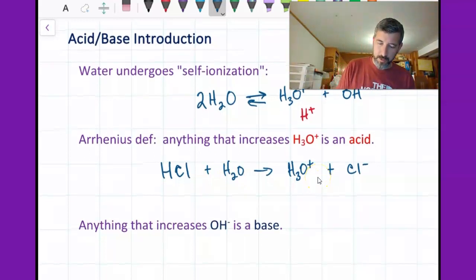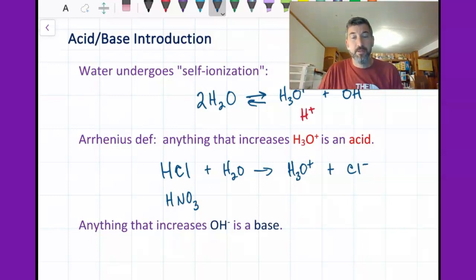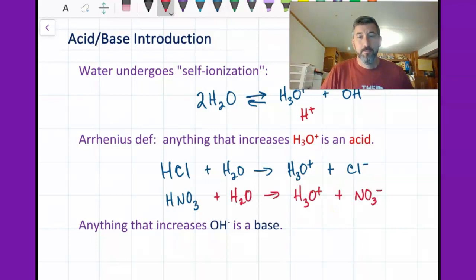Now, another ionization equation you could try is going to be HNO3. So that's called nitric acid. We'll get to naming in just a minute, but go ahead and see if you can identify, based on your example here of an ionization equation, what the HNO3 ionization equation will look like. Okay, so there you go.